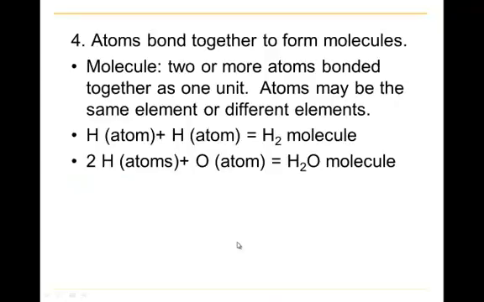A fourth attribute of atoms that will help us to understand chemistry is that atoms bond together to form molecules. A molecule is defined as 2 or more atoms bonded together as one unit. And this word bond, these are chemical bonds. And the atoms may be the same element or they may be different elements. For example, the first equation here shows 2 hydrogen atoms that are bonding together to form hydrogen gas. And in the second example, we have 2 hydrogen atoms and 1 oxygen atom that are bonding together to form water. And so we can see just some examples of bonding.